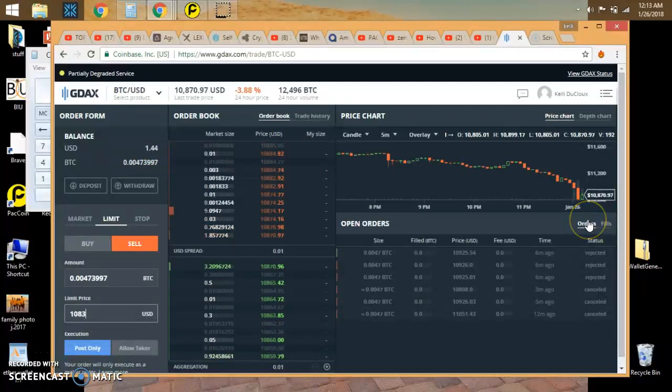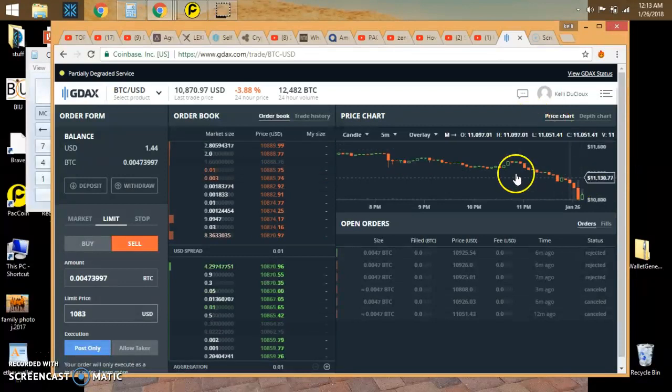Then I will have my Bitcoin at a lower price, and now I can ride it back up and make a little bit of profit as it goes back up. And that's the whole thing that you're doing with this kind of trading: you're learning how to trade the market. You're learning how to trade Bitcoin against the US dollar as it fluctuates.